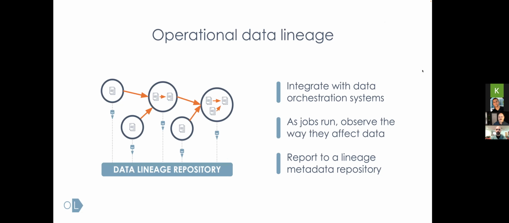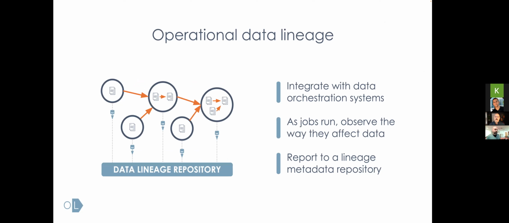And this is what a lot of folks have been doing for data lineage for governance use cases for a while. However, we think there's a different approach that can also be taken that augments this approach, and that's what we call operational data lineage. So this is where, instead of integrating with the data source, you integrate with the data orchestration system. And as jobs run, you observe the way that those jobs affect the data and report in a very similar way to a lineage metadata repository.